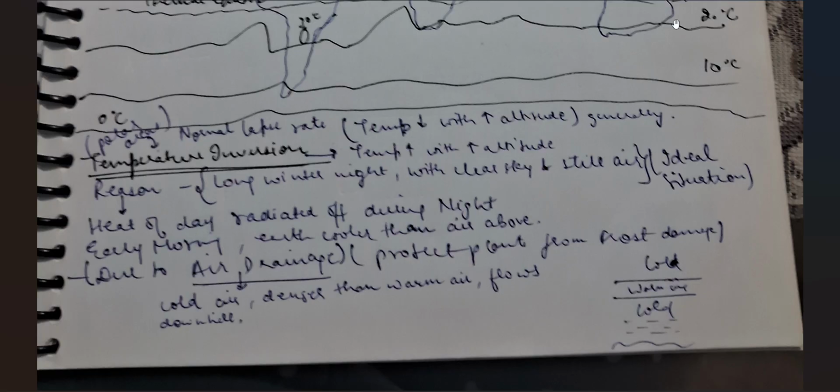For example, there is a cool air, then there is warm air, and then again there is cool air. So due to this air drainage, this happens. So cold air is denser than warmer air and it flows downhill. वो तो उन्होंने आइडिया समझा दिया, तो ये बेसिकली जो होता है. And this basically helps us to protect the plants from the frost.